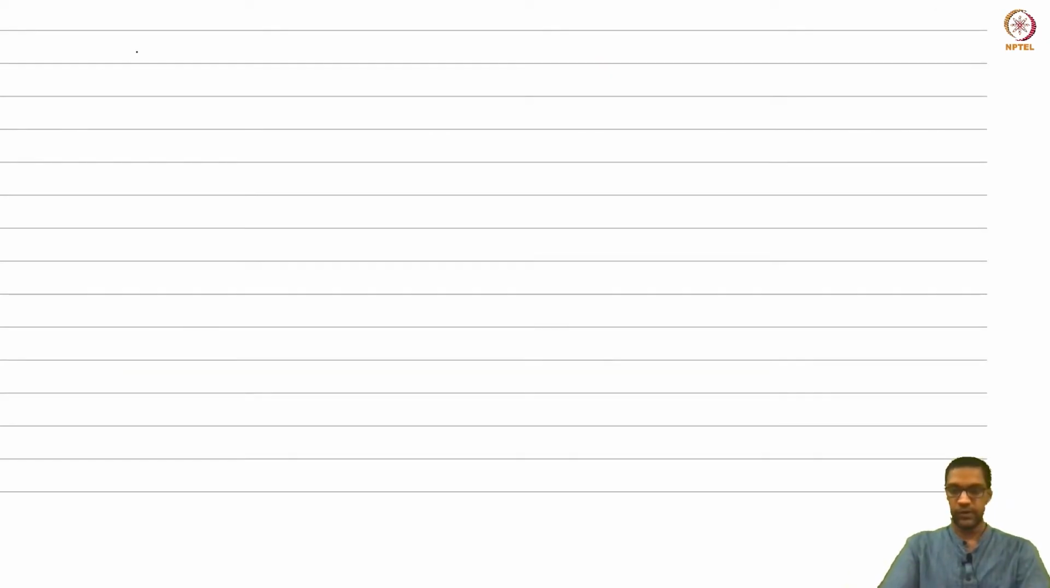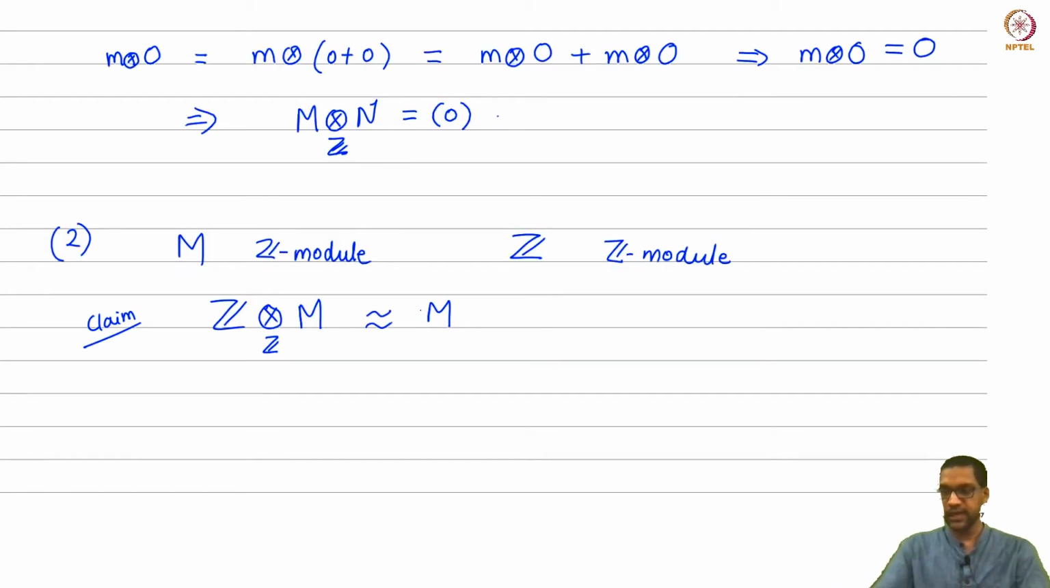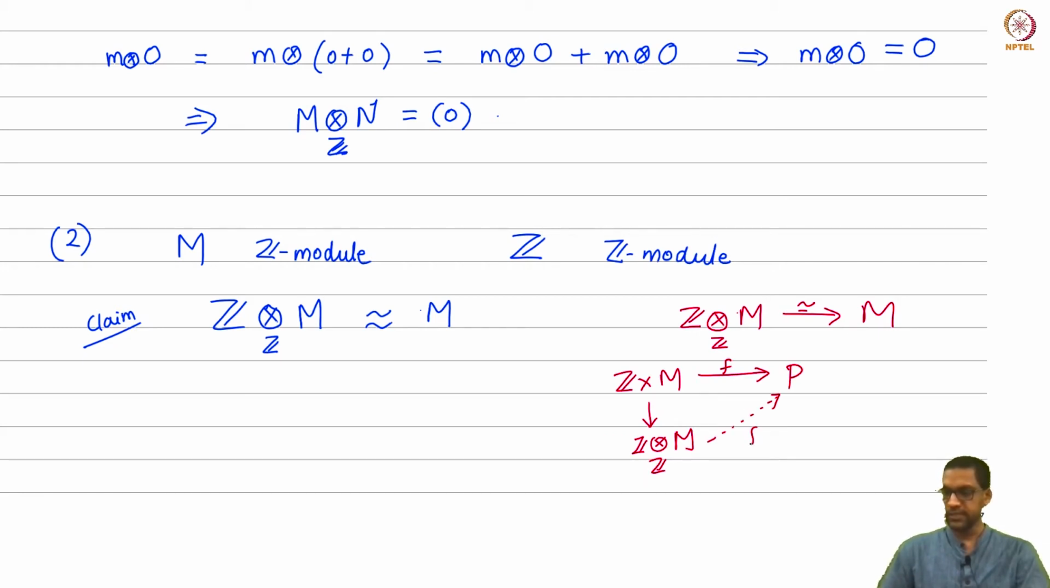To prove this claim, we will use the universal property of the tensor product. What does proving this claim entail? You have to show that there exists an isomorphism from Z tensor M to M. This is what we want to construct, and a map from a tensor product to another module is given by the universal property. So recall that this is the universal property of the tensor product: if you have a bilinear map to some P, then that gives you a unique map from the tensor product to P.